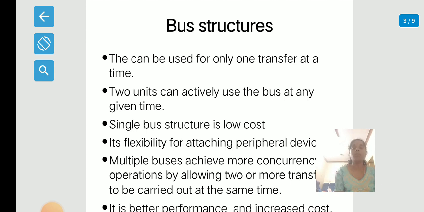Next one is multiple buses. Multiple buses can achieve more concurrent operation, allowing two or more transfers to be carried out at the same time. It gives better performance but increases the cost. In multiple buses, a number of devices are connected to the buses.